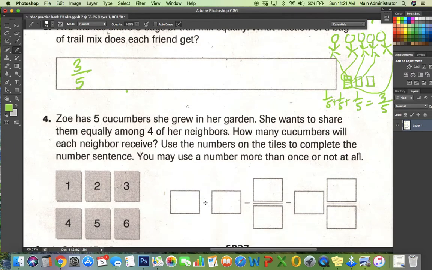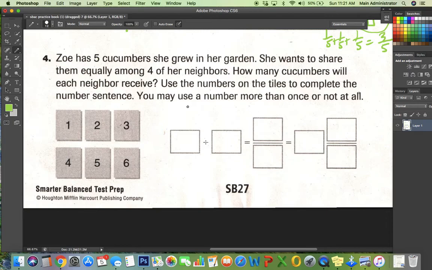Let's take a look at number 4. Zoe has 5 cucumbers she grew in her garden. She wants to share them equally among 4 of her neighbors. Okay, so she's got 5 cucumbers and she wants to share it equally among 4 neighbors. How many cucumbers will each neighbor receive?